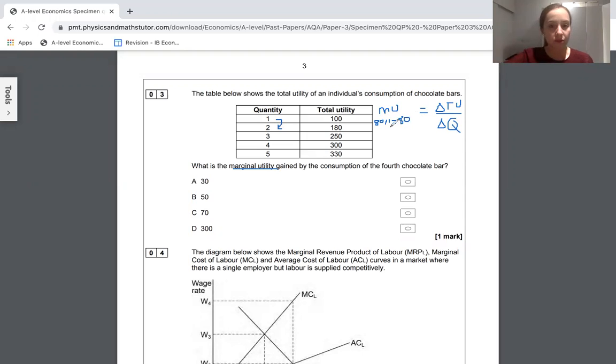And then repeat for 2 to 3. The change is 70, so 70 divided by 1 is 70. Next one is 50, and then it's 30. So adding the fourth chocolate bar means going from 250 to 300, so your marginal utility is 50. So B is the answer.